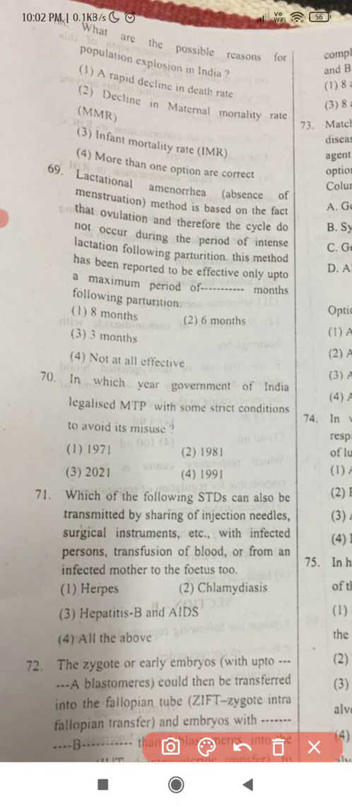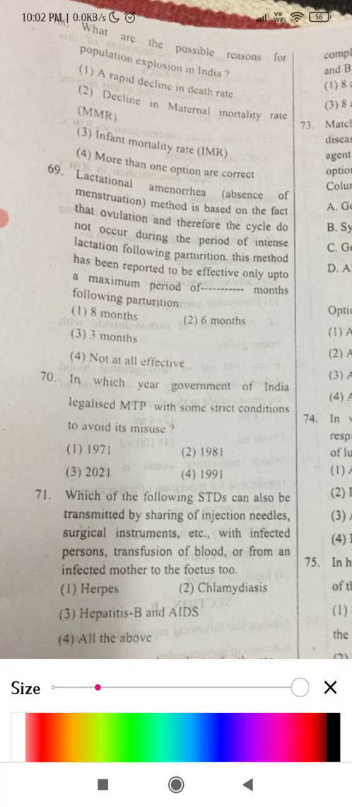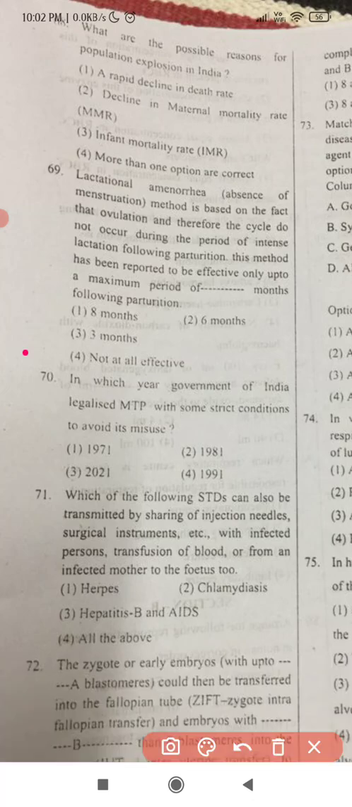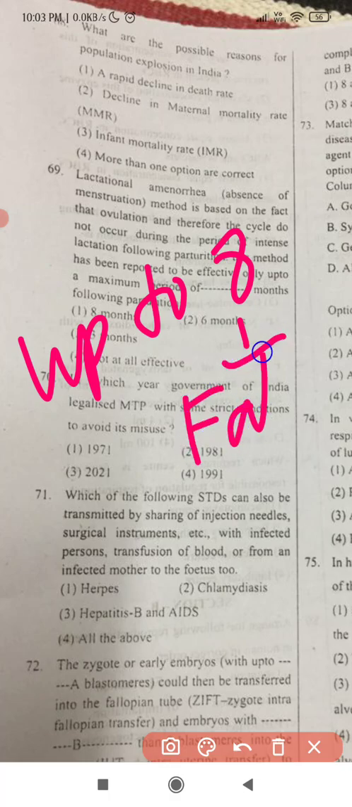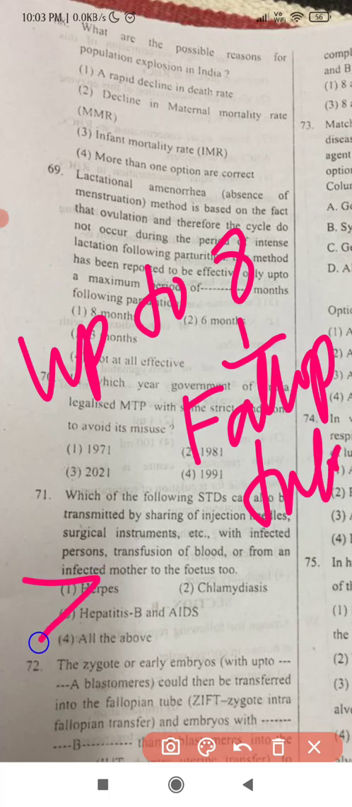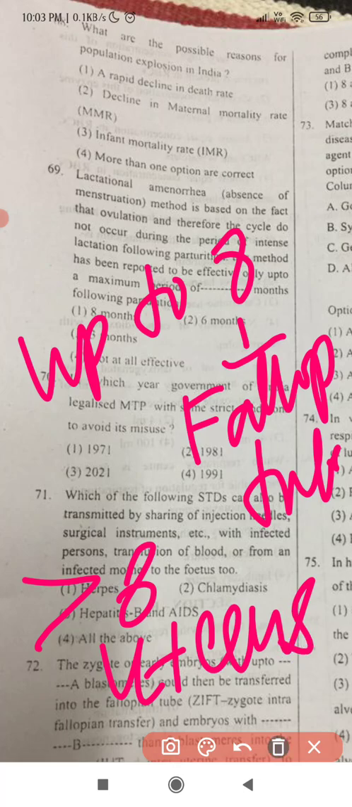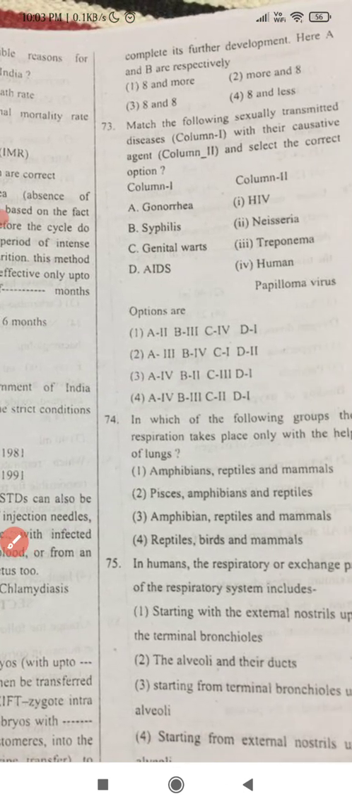So let me clarify that. Zygote up to 8 blastomeres, it is transferred into fallopian tube. Okay, fallopian tube, and more than 8 blastomeres, it is transferred into uterus. Okay, this is transferred into uterus.